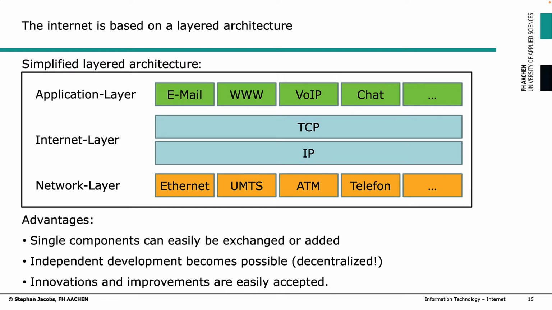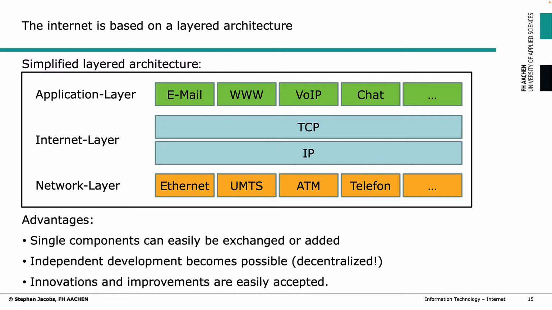Again, we have these advantages. Single components can easily be exchanged or added. We have independent development. Remember, we have a decentralized network. Nobody owns the internet. Nobody can really control the internet. And by having this layered architecture, these things go hand in hand.